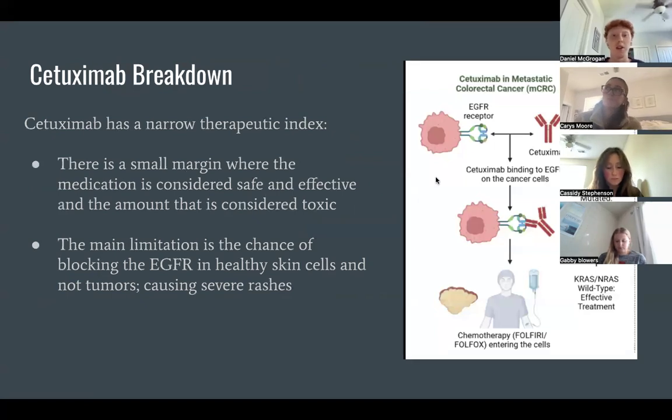Cetuximab has a narrow therapeutic index. There's a small margin where the medication is considered safe and effective. The main limitation of this is that it can block EGFR in healthy skin cells and not necessarily in tumors, causing severe rashes. It's also often used with chemotherapy such as FOLFOX and FOLFIRI to completely eliminate the tumors.